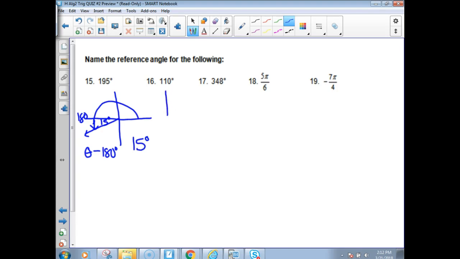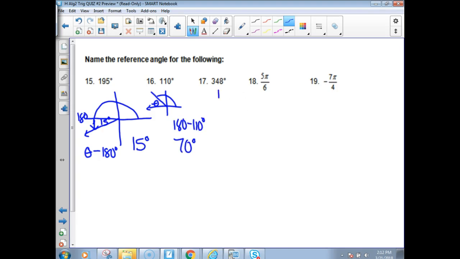Okay, 110. 110 degrees is in quadrant 2. You need to know the reference angle, which is not the angle with the x-axis. It's not 20 degrees, guys. It has to be this angle. So you need to do 180 minus 110, and that would be 70 degrees.